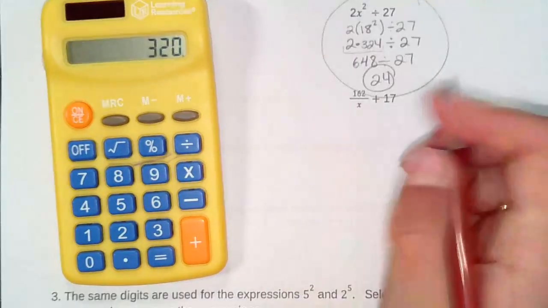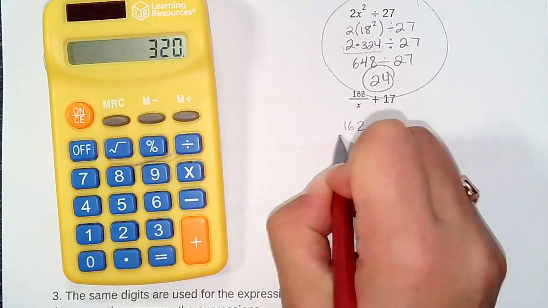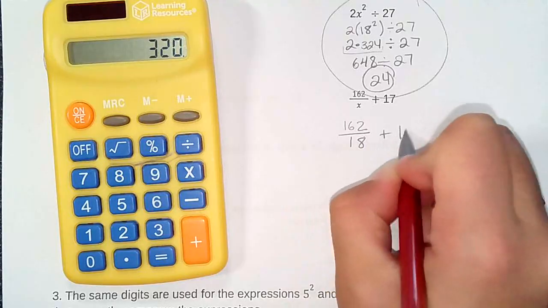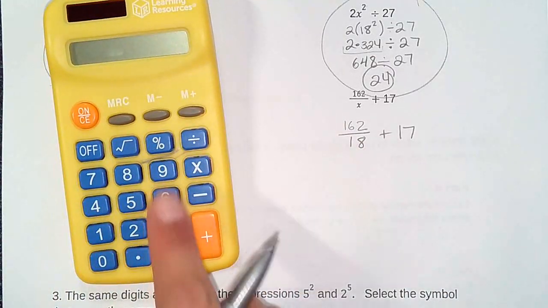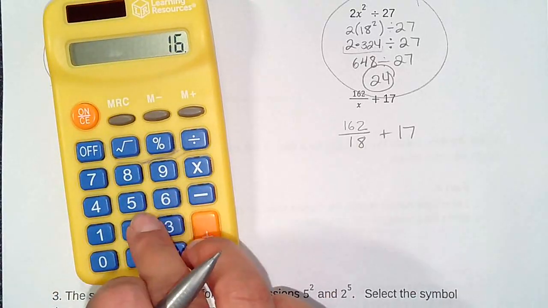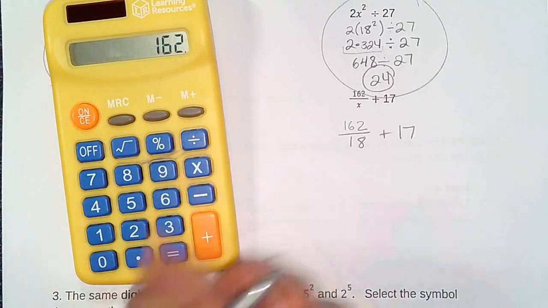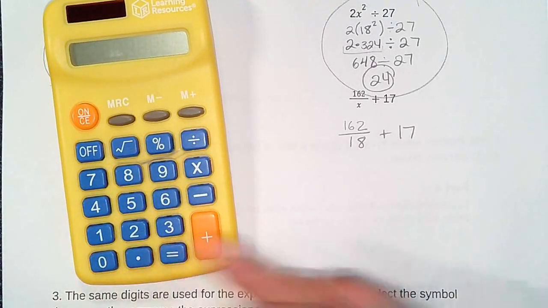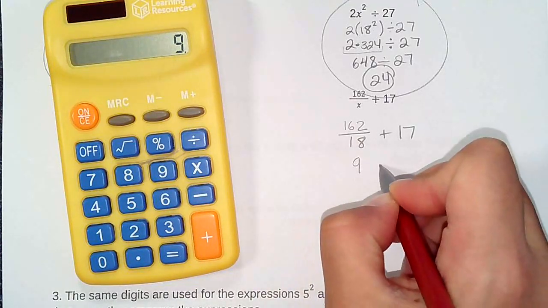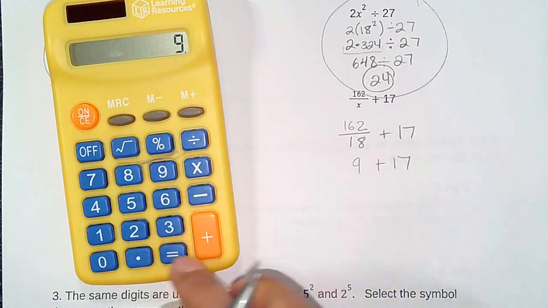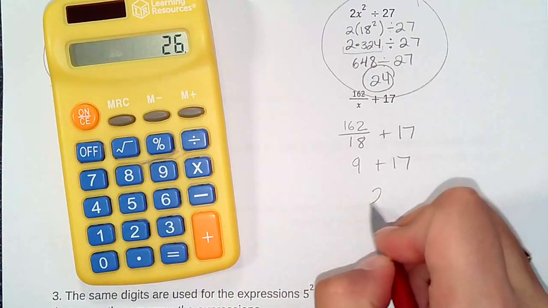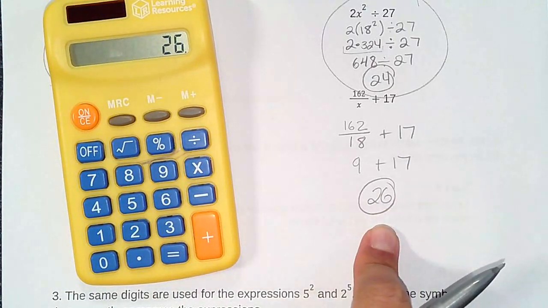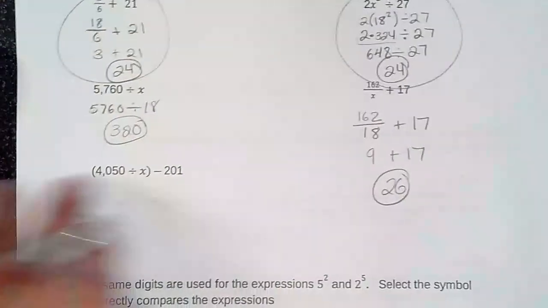Okay, over here I have 162 divided by 18 plus 17. So I'm going to evaluate this part first. 162 divided by 18 equals 9. And 9 plus 17 equals 26. That is not a value of 24, so I can't circle it.